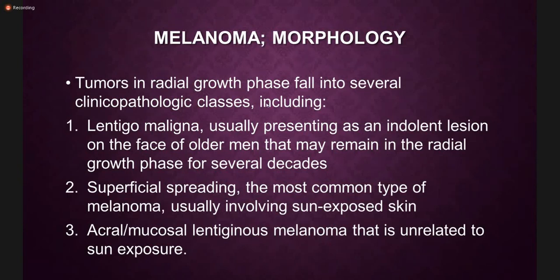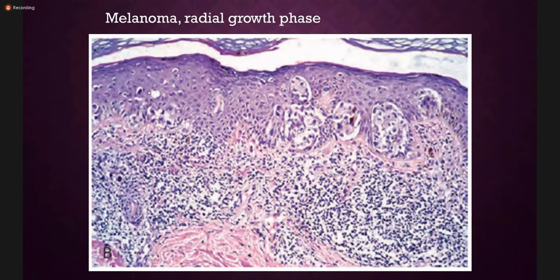Now, this is a radial growth phase of the melanoma, in which the cells are growing in a horizontal manner, and they do not yet have the capacity to metastasize. As you can see, the cells are present at the dermoepidermal junction in this picture. Marked inflammation is present in the dermis.